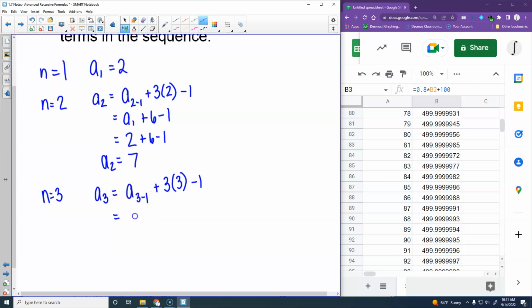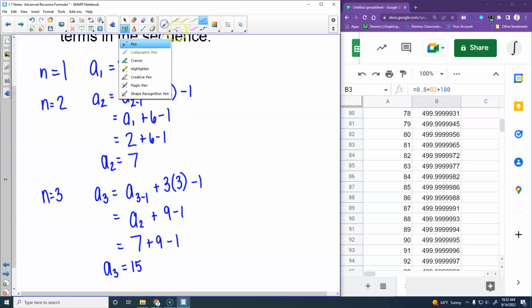Now you should be noticing what happens here. What is 3 minus 1? 2 plus 9 minus 1. What is a sub 2? 7. That is going to give us 16 minus 1, so we get 15 here. So a sub 3 is 15. So this a sub 3 minus 1 became a sub 2, which was 7. That a sub n minus 1 just means the term before it, right? So we don't necessarily have to show that work every time.